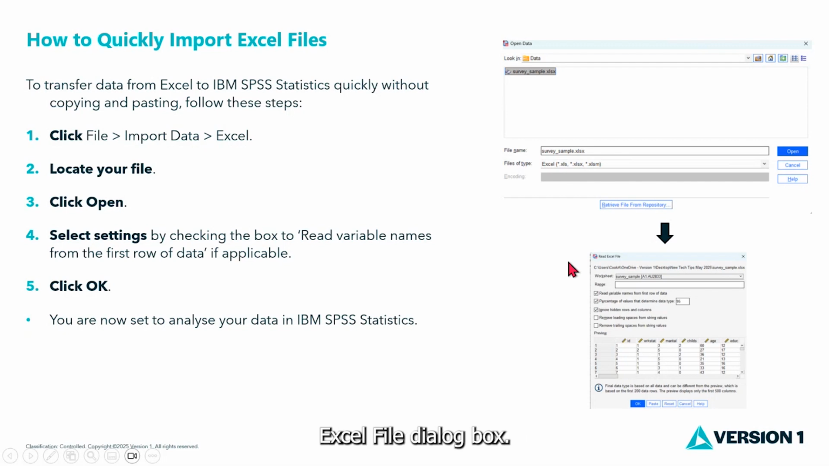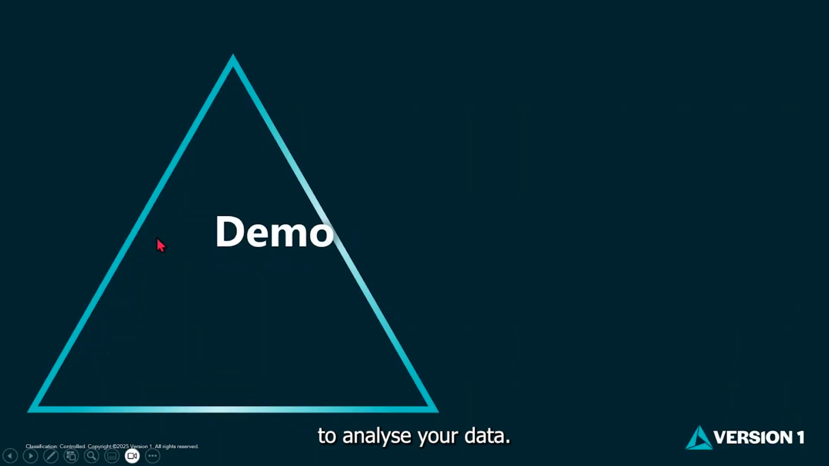This brings up the Read Excel File dialog box, and here you have settings such as choosing the worksheet that you want, reading variable names from the first row of data, ignoring hidden rows and columns, and removing leading and trailing spaces. You can also preview your data before you bring it in. When you click OK, that will bring your data into SPSS. And now you're ready to analyze your data. So let's see how this works in IBM SPSS Statistics.